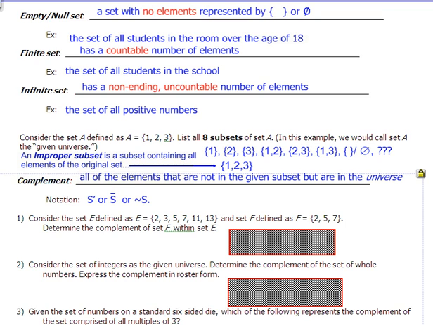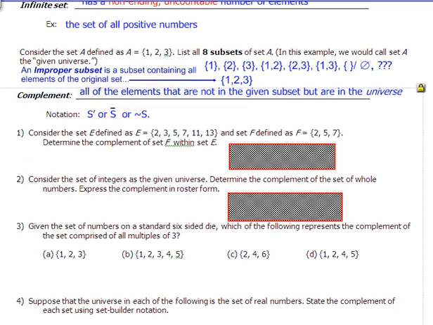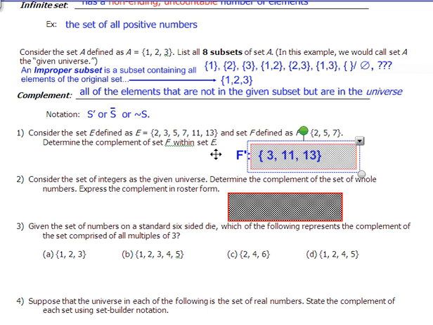So let's do some examples here so you can see how this works. Consider the set E defined as {2, 3, 5, 7, 11, 13}, and set F is defined as {2, 5, 7}. The complement of set F within our universe of E is going to be F prime, and we're going to list the elements that are in set E that are not contained in subset F, and that is {3, 11, 13}.